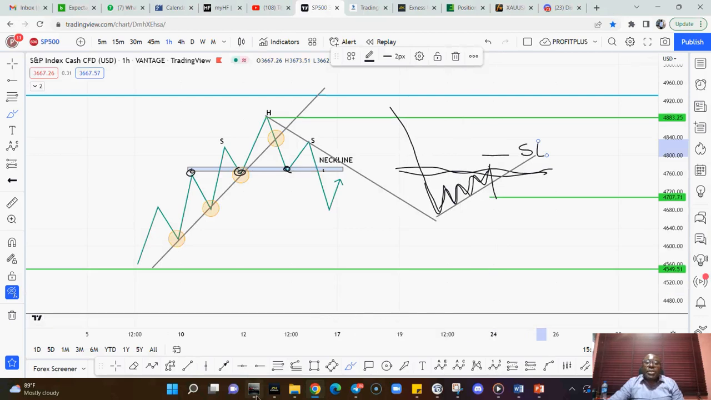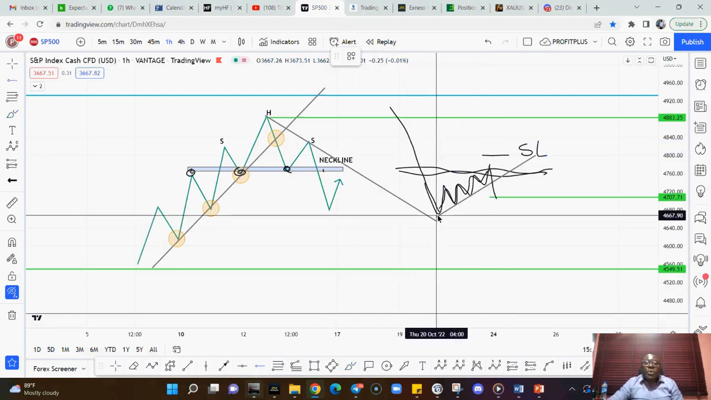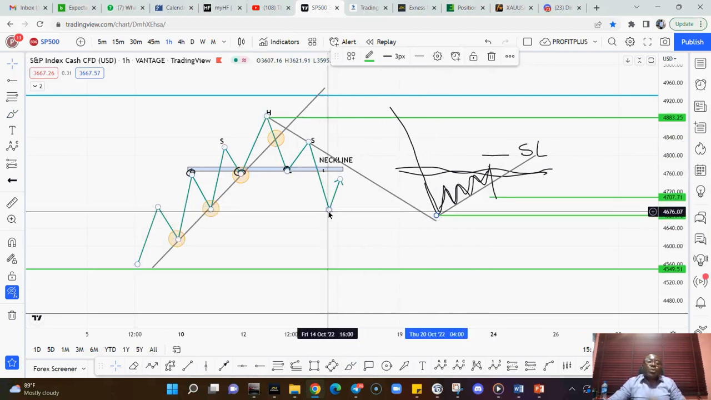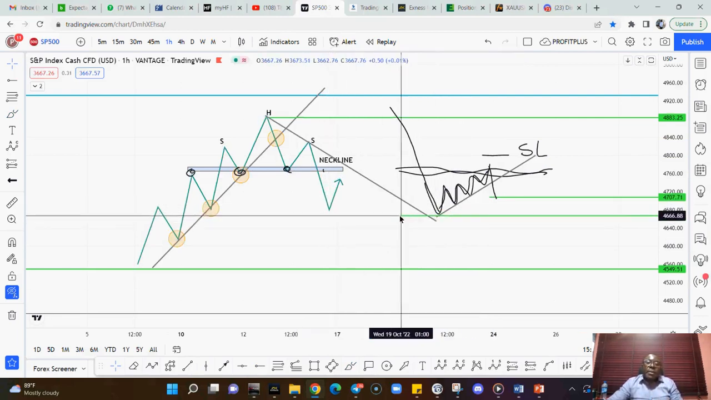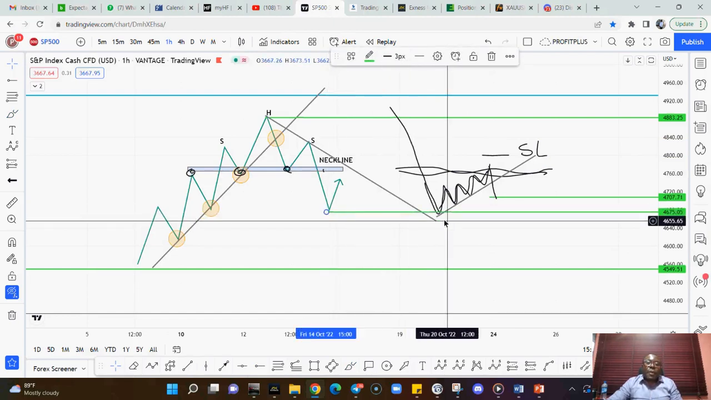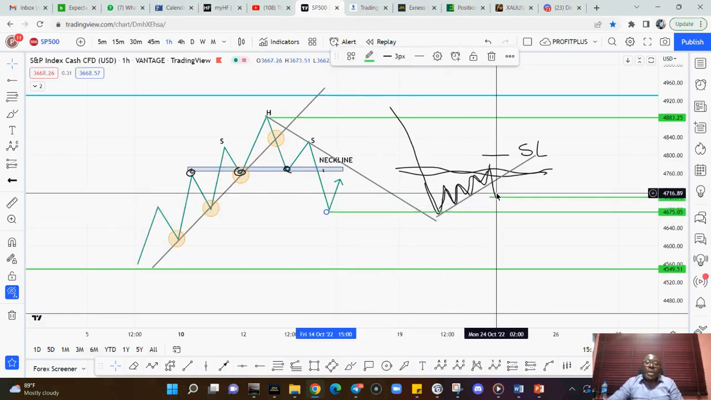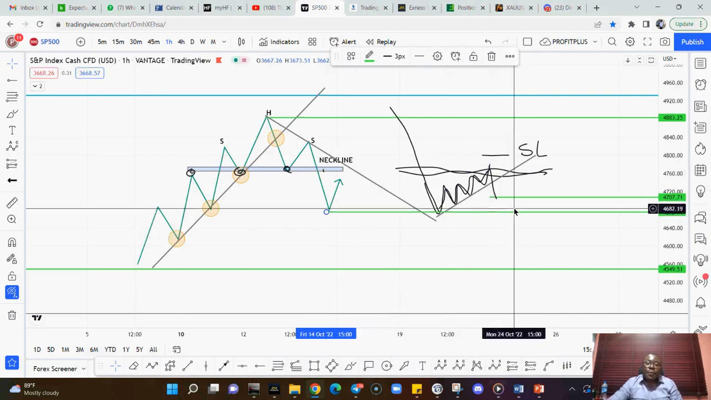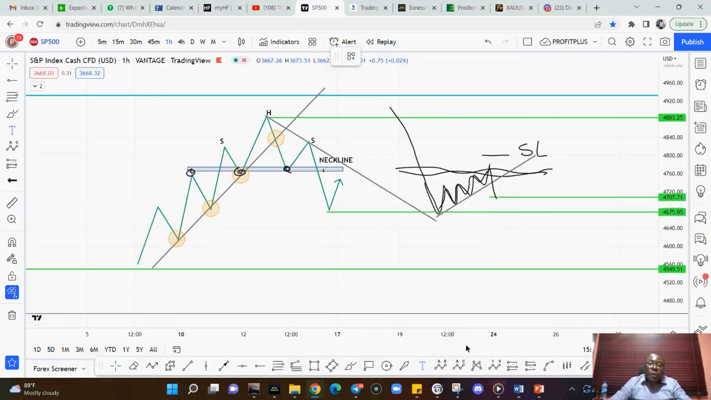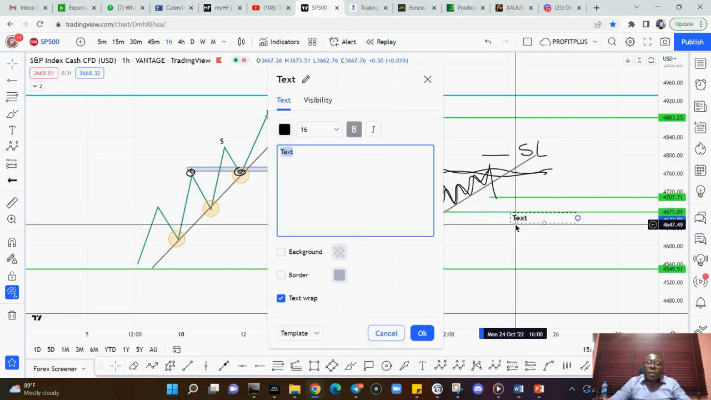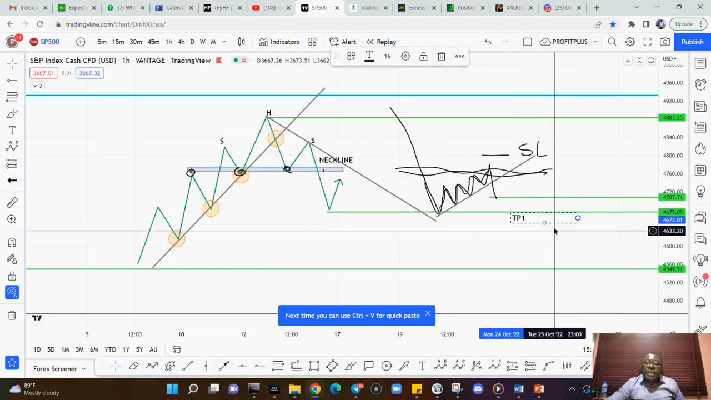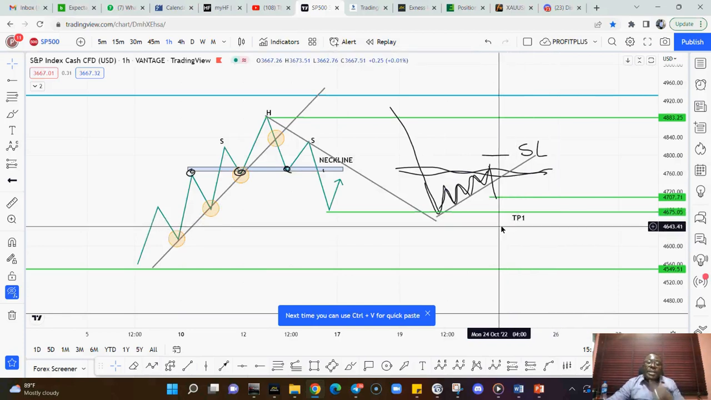All right, and your first take profit level will be here at this point, where it stopped and started to move back, which is here. So you get entry here, and here is your TP1. This level is your TP1. If you are following my signals, this is how I do it.